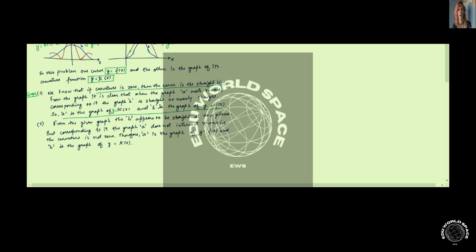So this is for curve A only. For curve A, it is y equals f(x), and for B, it should be y equals k(x), that is curvy in nature compared with curve A. So this is how we solve this problem.